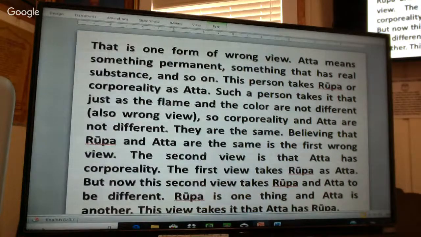If that person does good things, that person's soul combines with the soul of God. They believe like this. So that is something permanent. Soul, atta, means something that has real substance. They think like this, but not actually, it is just thinking. That kind of view we call atta. So the person takes rupa, or corporeality, or material, as atta. This is the first kind of wrong view. Such a person takes just shape and color.